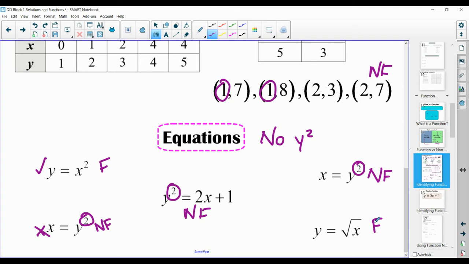Here's the thing. If you want to try to plug x equals y squared into your calculator, you know that your calculator is y equals. So you'd have to enter these as two separate equations. Your calculator can only graph functions. And so if you can't graph it on your calculator without having to split it into two equations, that's also a hint that it's not a function.